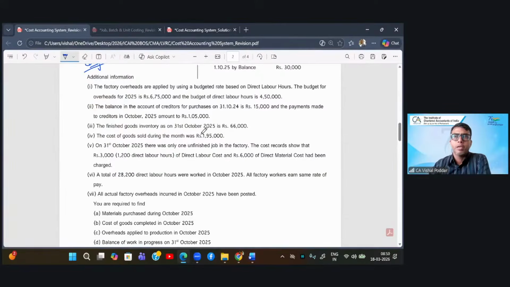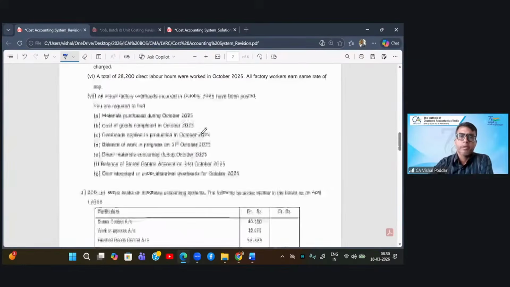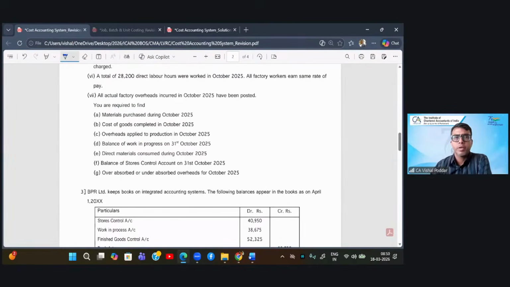So firstly, here you cannot prepare the complete set of accounts what we were doing earlier because complete details are not given. And that is why if you see in the requirement of the question also, they have only asked specific accounts, or rather not even account, specific amounts. So they want the figure only of material purchase, then cost of goods completed, then overheads charged, then the closing balance of WIP, then material consumed, closing balance of stores ledger control, and the under or over absorbed figure.